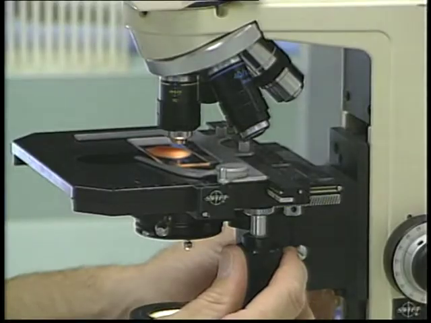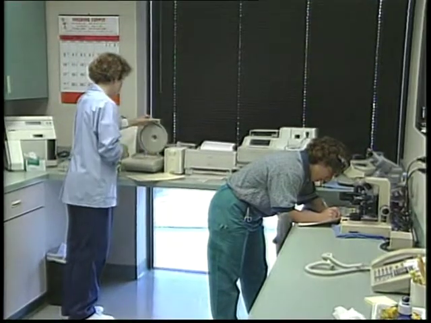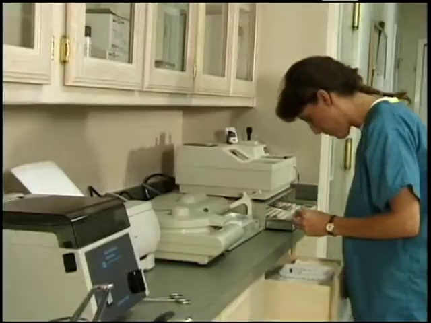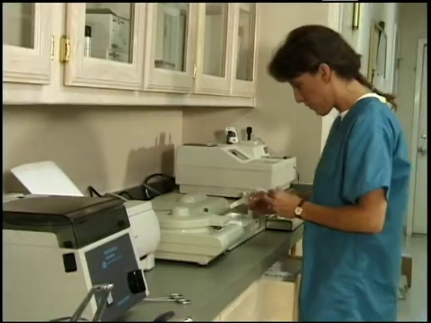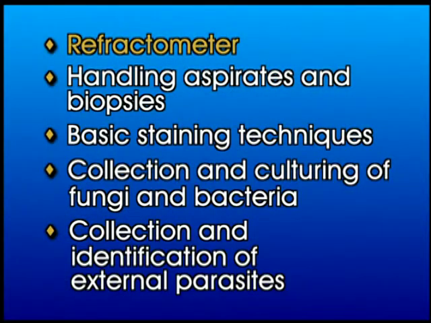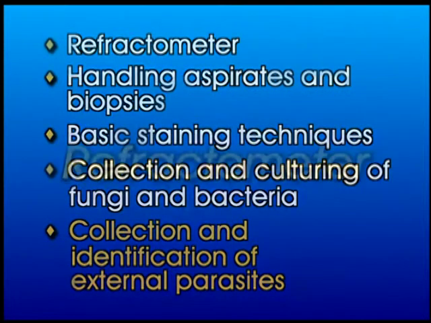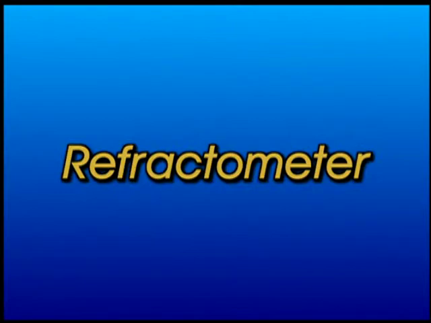In this video, entitled Laboratory Skills Part 2, we will explore the important world of working in a veterinary hospital laboratory. In this program, we will explore the following topics: the use of a refractometer, the proper handling of aspirates and biopsies, basic staining techniques, collection and culturing of fungi and bacteria, and collection and identification of common external parasites for microscopic examination. Let's begin with the refractometer and its use.